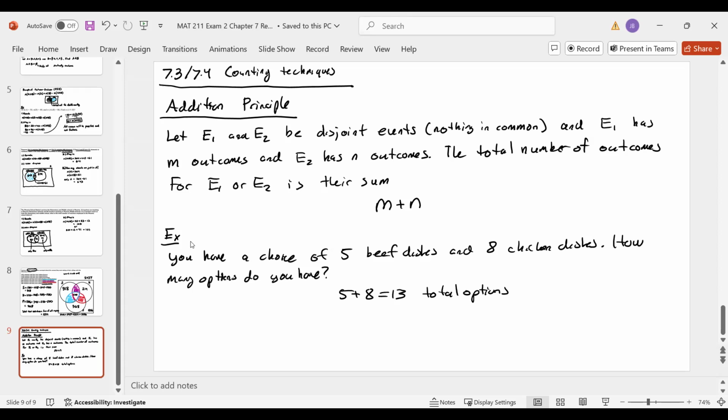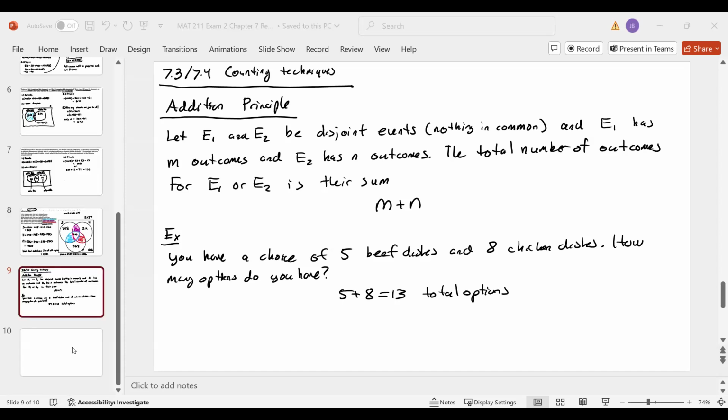When you're doing some of the multiplication rule problems, you first have to use addition to set it up. Like, how many letters do I have? How many digits do I have? How many options do I have? That's the addition principle. It's taking all of your options and then starting to multiply them, or pick them, or order them. That's the whole idea.